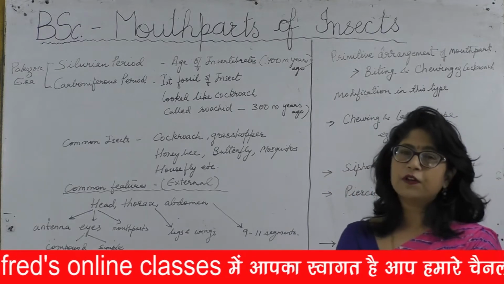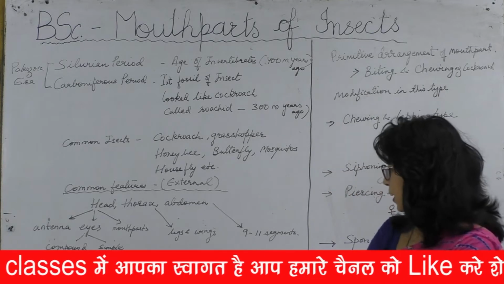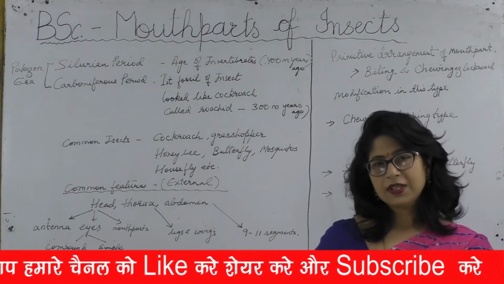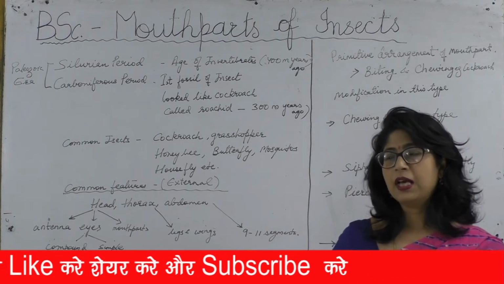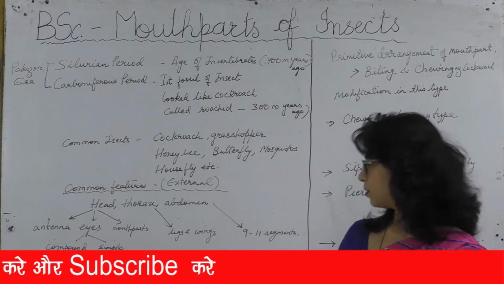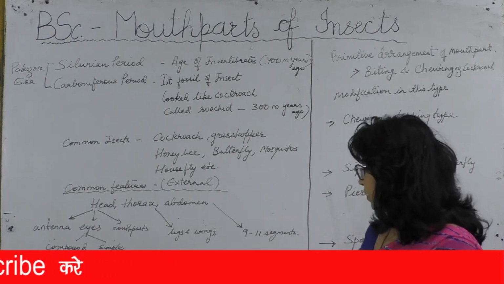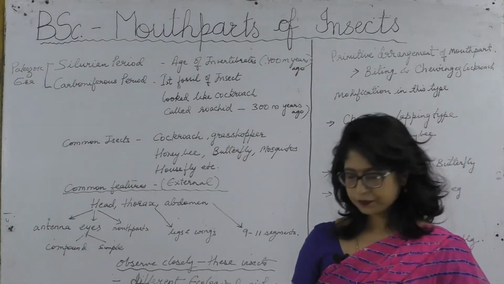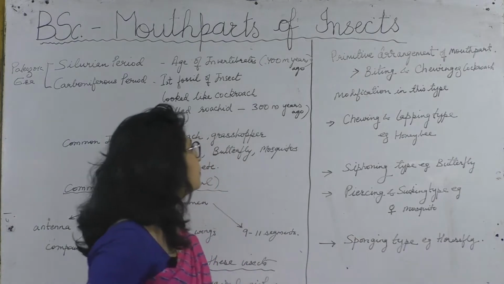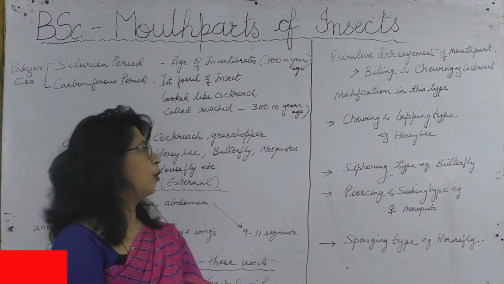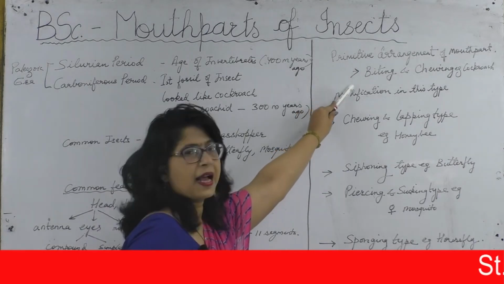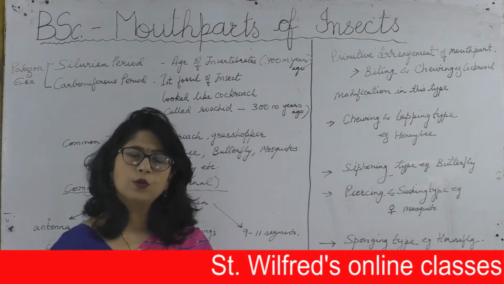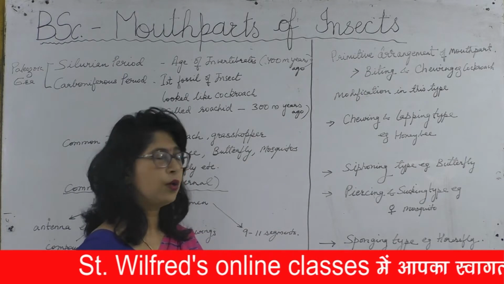Now, when we observe these insects still more closely, we find that they inhabit different ecological niches and that they have different feeding habits. And because of the different feeding habits, their mouth parts are modified accordingly. The primitive arrangement of the mouth part is that of biting and chewing type, and this type of mouth part is found in cockroaches, grasshoppers, and locusts.